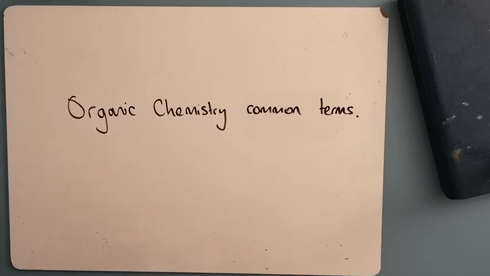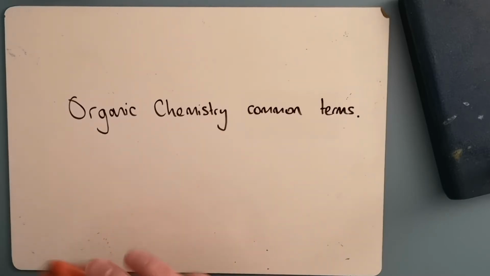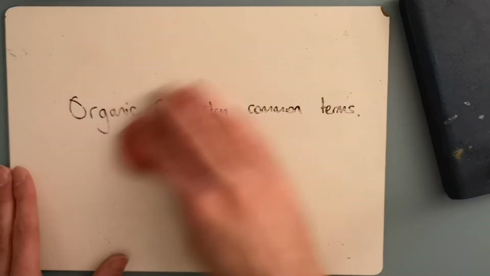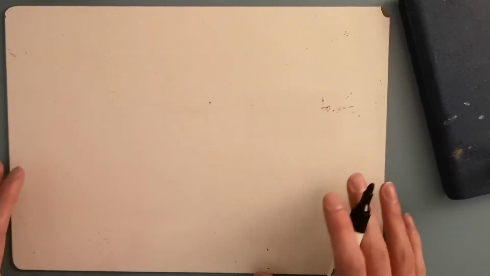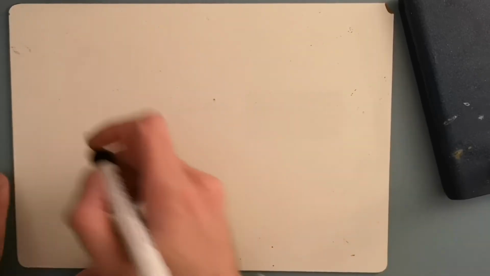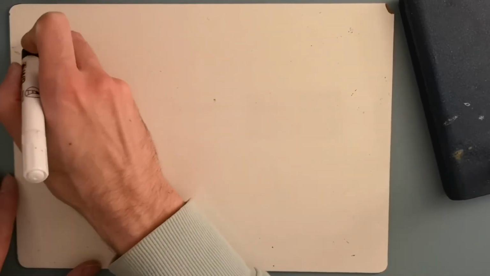Hi, in this video I'm just going to go through some of the common terms that we use in organic chemistry so you can understand what they mean when they come up. So we're going to start with general formula. Now the best way is to take notes as you go through this. If I'm ever going too fast, just pause the video, make sure you get the bits that you can.